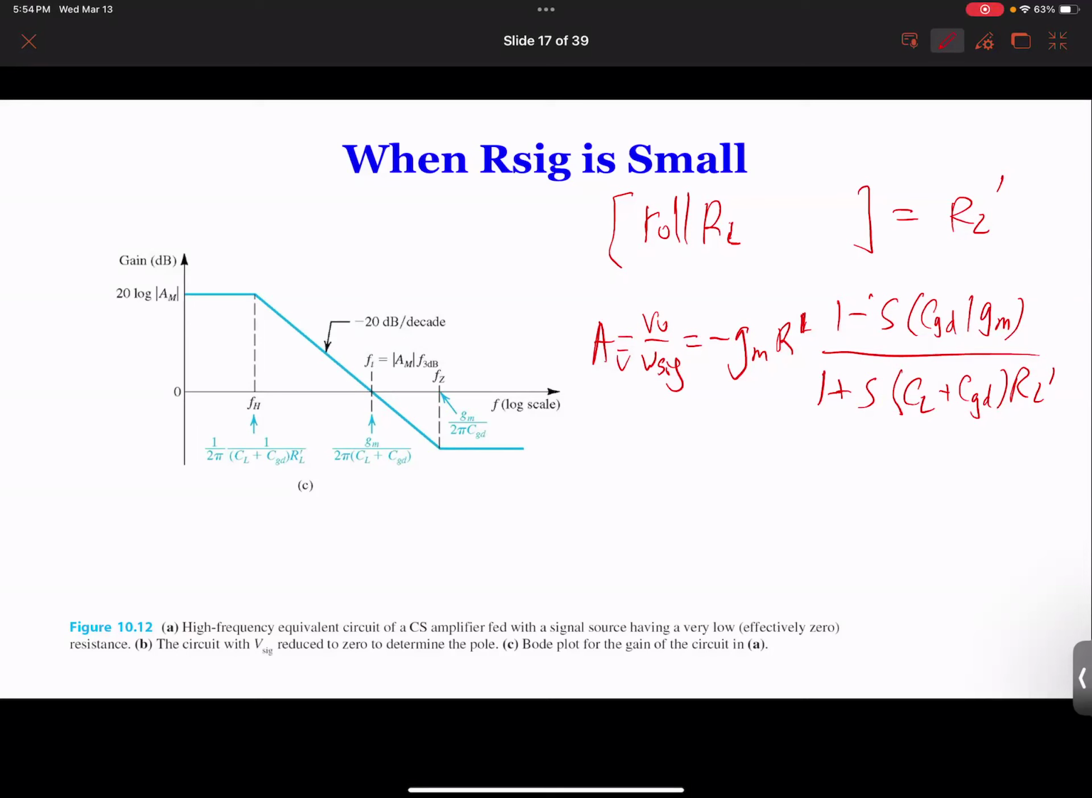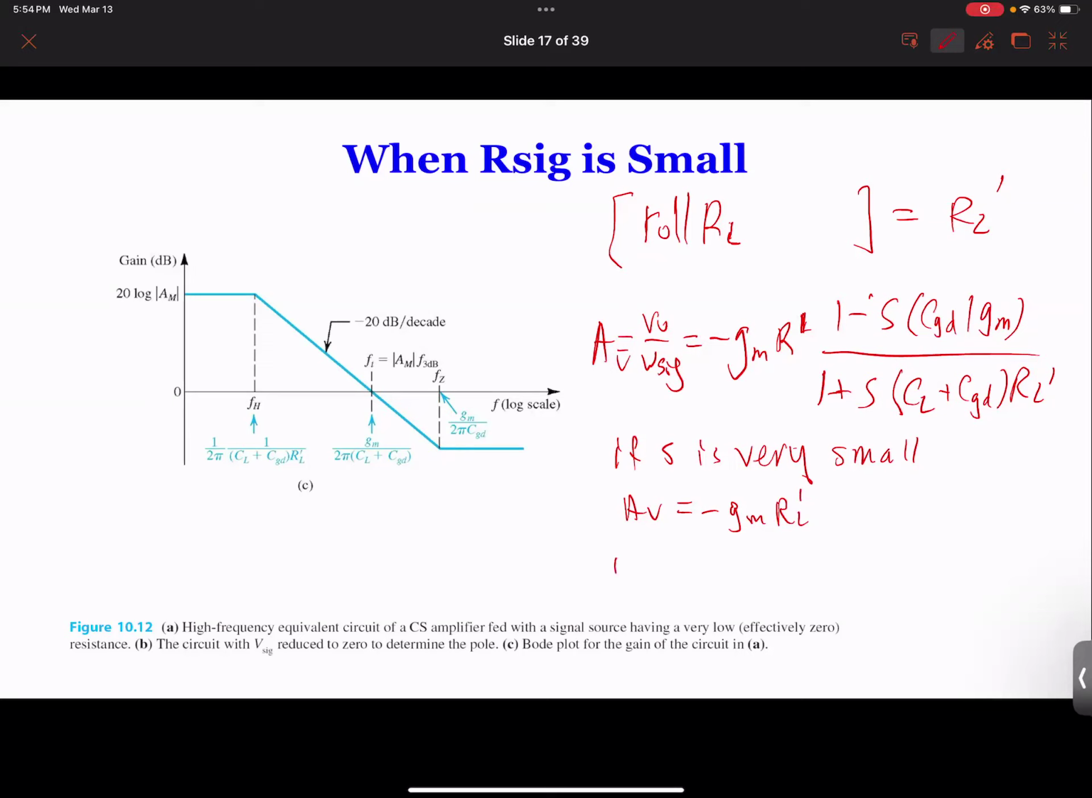If you have a zero and a pole, you know what it means? Let's say s is so small that the whole expression here is much less than 1. What happens? If s is very small, the numerator becomes 1, the denominator also becomes 1. So your AV is minus gm times RL prime.